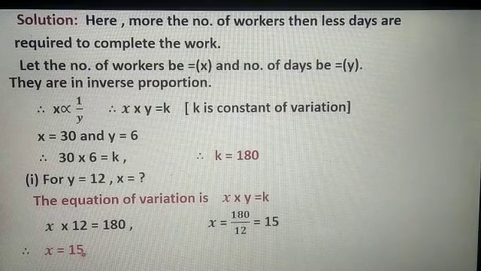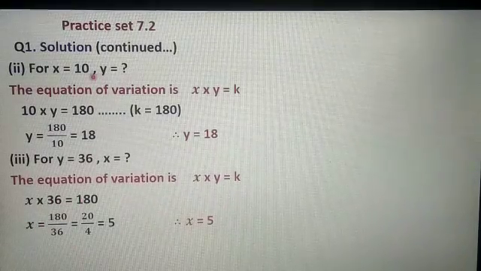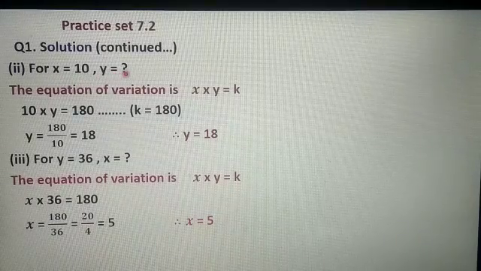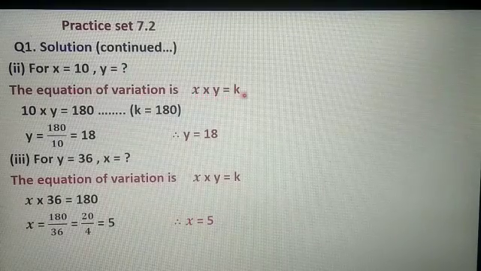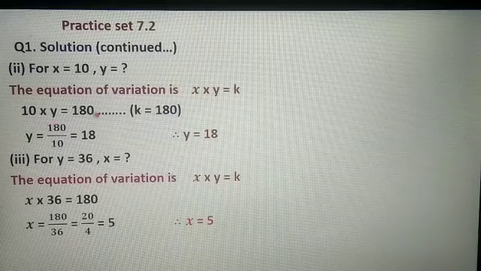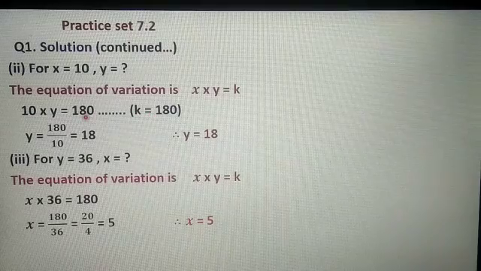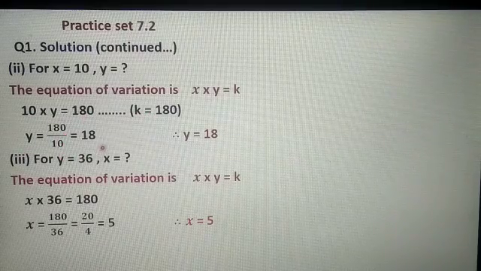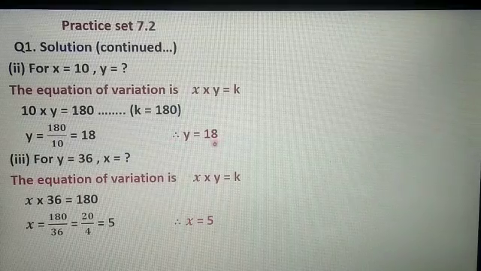Similarly we will find for the next. In the next example, X is given as 10 and we have to find the value of Y. So the same equation of variation is X into Y is K. So put X is equal to 10 and we will find Y, and K we know is 180. So 10 into Y is equal to 180. Therefore Y is equal to 180 upon 10, that is 18. So here also we get Y is equal to 18 as the number of days.